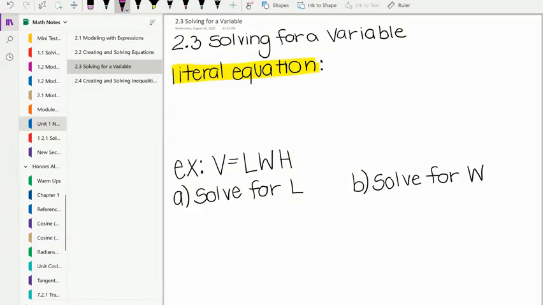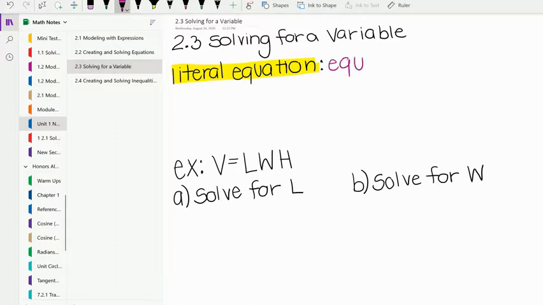This is section 2.3, which is solving for a variable. So what we're going to be doing is looking at equations that have multiple variables and solving for a specific one. So the first thing we're going to do is define literal equation.